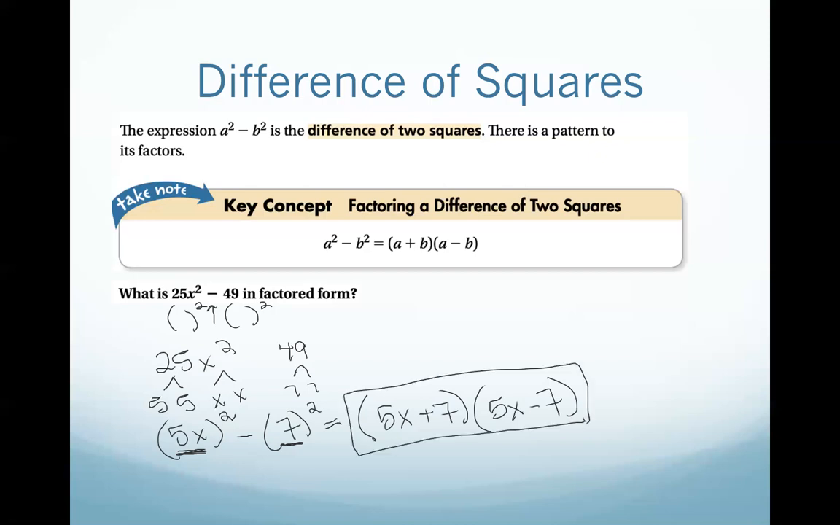Okay, so another example, if I had 9a squared minus 16, then I would say, okay, are those perfect squares? Yes, 9 is the square of 3, so that's 3a squared, and 16 is the square of 4. So then I take the first one, and I take the second one, and I say that's 3a plus 4 times 3a minus 4.